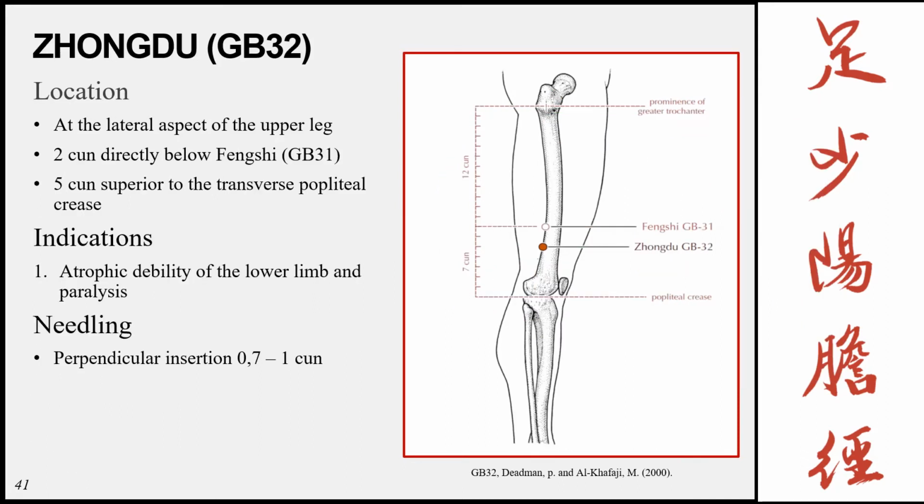The next point is ZHONGDU, GB32. This point is on the lateral aspect of the leg. We're now 2 cun directly below FENGSHI, GB31. That means we're 5 cun above the transverse popliteal crease. This point can be used for atrophic debility of the lower limb and paralysis. Needling is perpendicular, 0.7 to 1 cun.